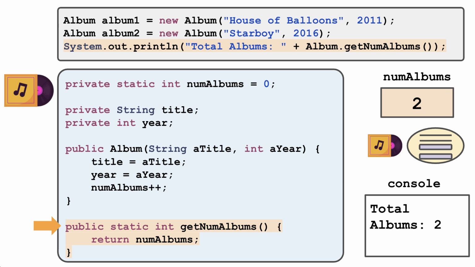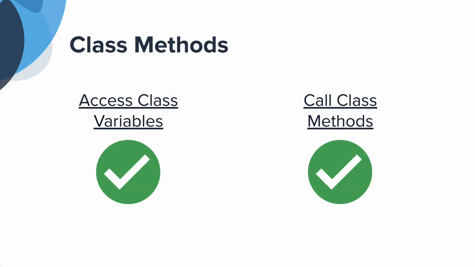So that's the basics of working with class methods and class variables. In most ways, they function similarly to instance methods and variables, but since they belong to the class and not an object, you have to pay attention to how you use them and what they can access. As you've seen, class methods can access and change class variables, and they can call other class methods.